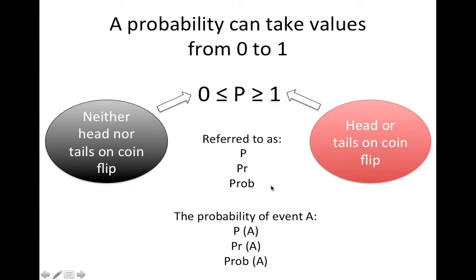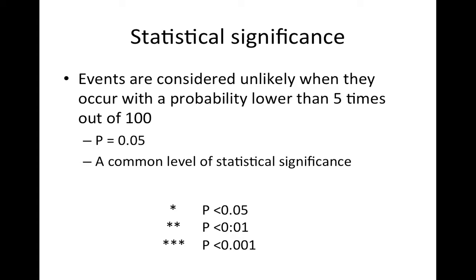And the probability of an event, for example A, we write as P, the event in parentheses, or PR, or prob, the event in parentheses. And here we also get another reminder of why probability is so essential in statistics. You have already heard about the p-value. And we use the p-value to determine if something is statistically significant or not. And the p-value is a probability.